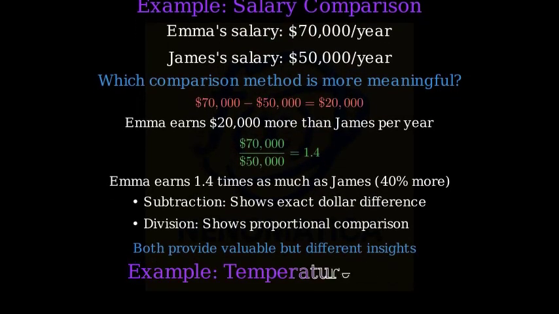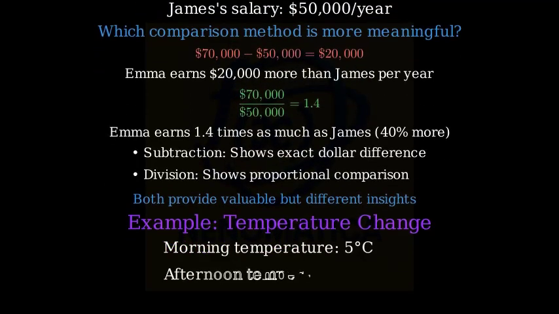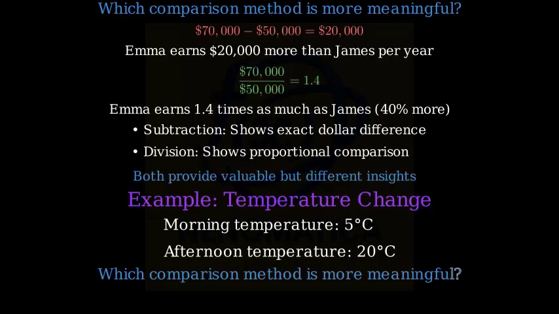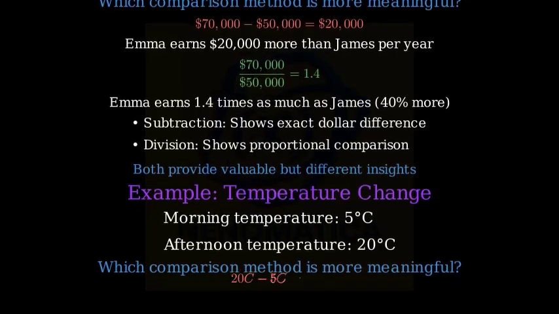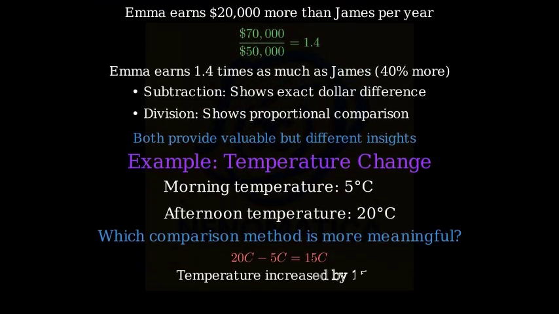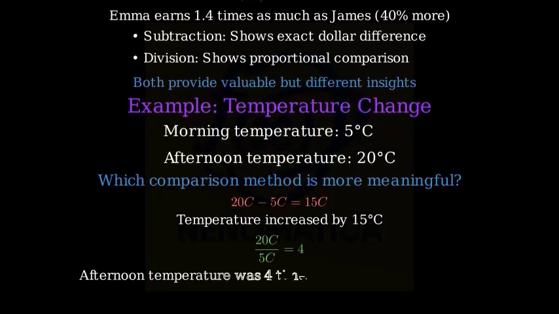Let's look at another example. The temperature in a city was 5 degrees Celsius in the morning and rose to 20 degrees Celsius by afternoon. Which comparison method makes more sense in this case? Using subtraction, we find that the temperature increased by 20 minus 5, which equals 15 degrees Celsius. Using division, we get 20 divided by 5, which equals 4. This means the afternoon temperature was 4 times the morning temperature.